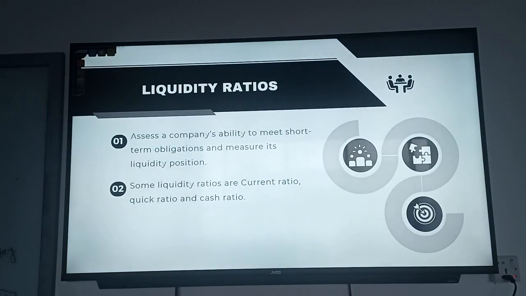So let's see what liquidity ratios do. First, discussing the liquidity. What is that? Liquidity is the ability to convert assets into cash at short notice, which is used to assess a company's ability to meet its short-term obligations and measure its liquidity positions.